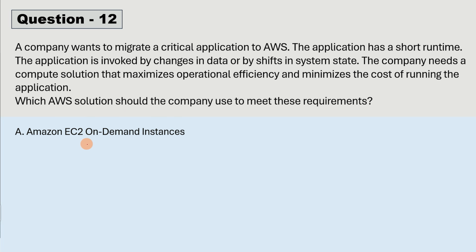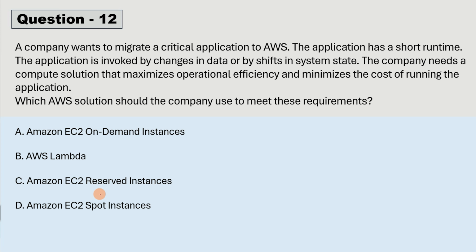Here are the options. Option A, Amazon EC2 On-Demand Instances. Option B, AWS Lambda. Option C, Amazon EC2 Reserved Instances. Option D, Amazon EC2 Spot Instances. So you can take your time to guess the correct answer, but let me help you with the keywords. Critical application, short runtime, maximizes operational efficiency, and minimizes the cost. These are the four keywords in this question.